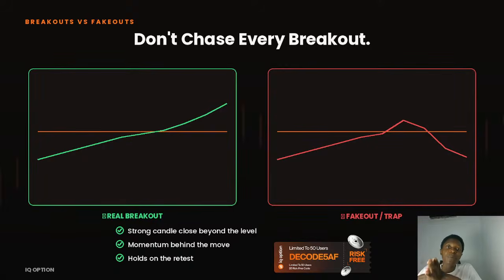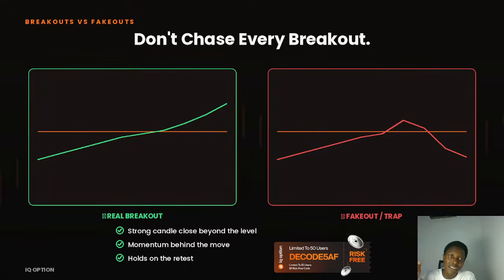This is where people lose real money. Why are people losing real money here? Because people are chasing the wrong signal. So let's talk about this. On the left side of the image, you can see the real breakout. What I want you to do is look at the left screen clearly and notice those three things.